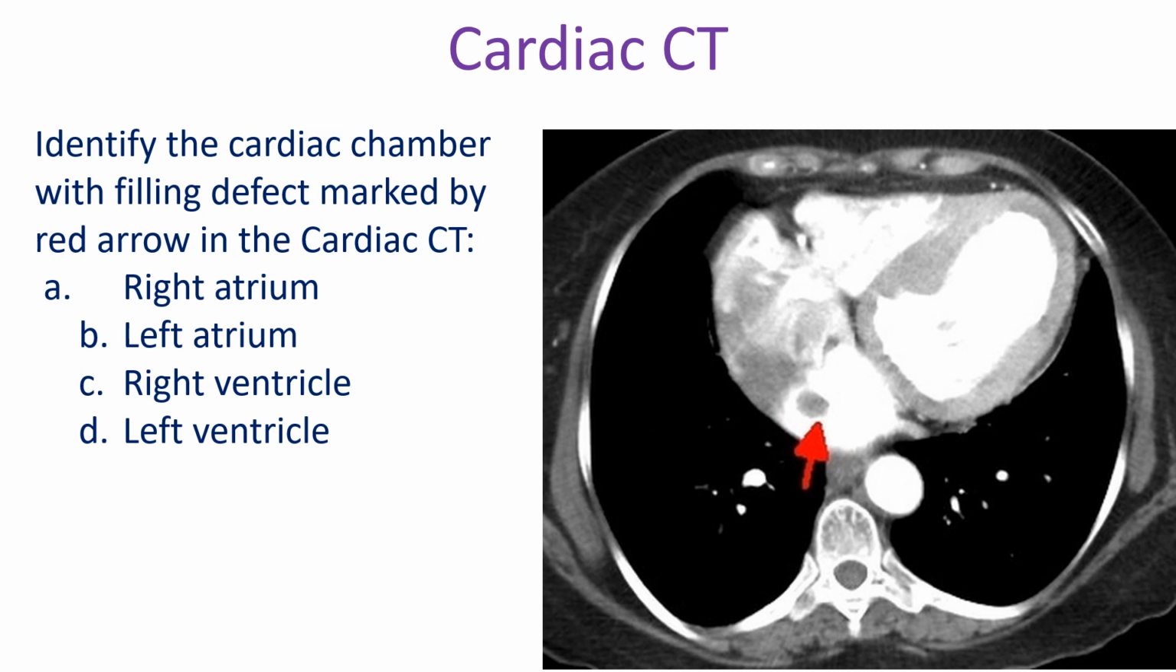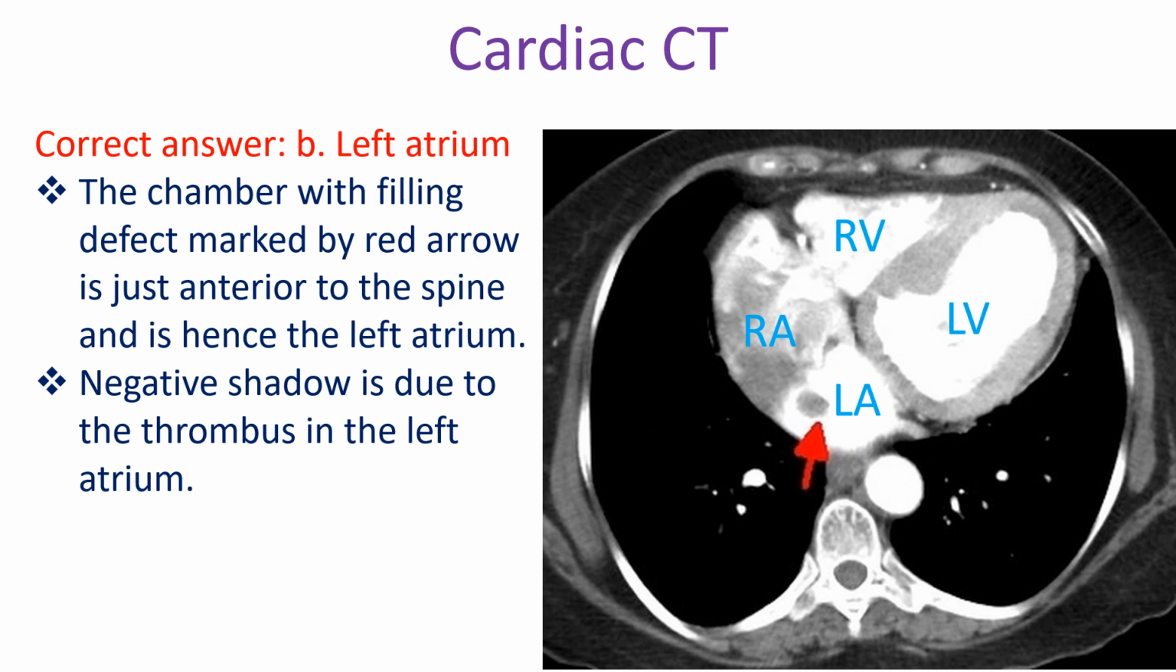Identify the cardiac chamber with filling defect marked by red arrow in the cardiac CT. A. Right atrium, B. Left atrium, C. Right ventricle, D. Left ventricle. Correct answer B. Left atrium. The chamber with filling defect marked by red arrow is just anterior to the spine and is hence the left atrium. Negative shadow is due to the thrombus in the left atrium.